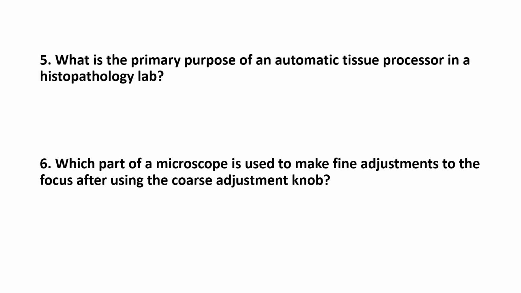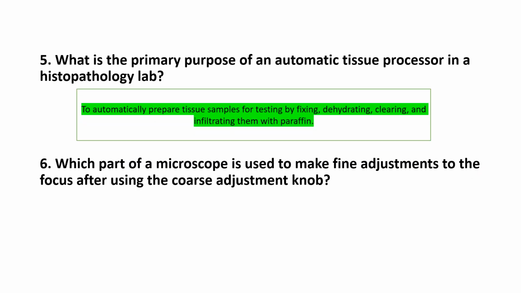We'll discuss that with the corresponding downstream topics that we have. Now, what's the primary purpose of an automatic tissue processor in a histopathology lab? So, to automatically prepare tissue samples for testing by fixing, dehydrating, clearing, and infiltrating them with paraffin. That's the answer. That's the primary purpose of an automatic tissue processor.